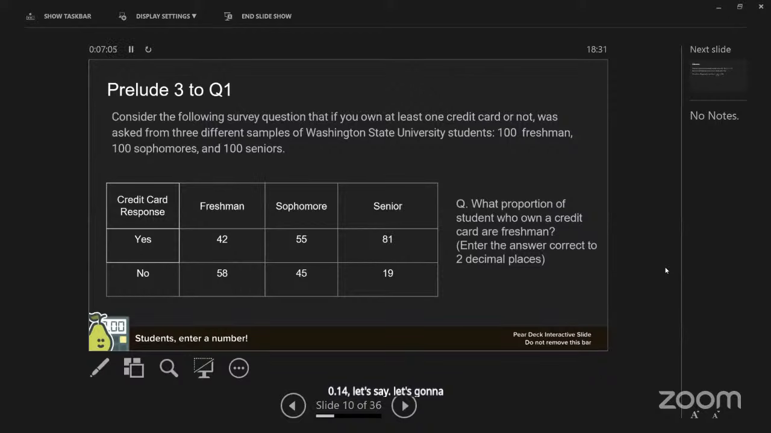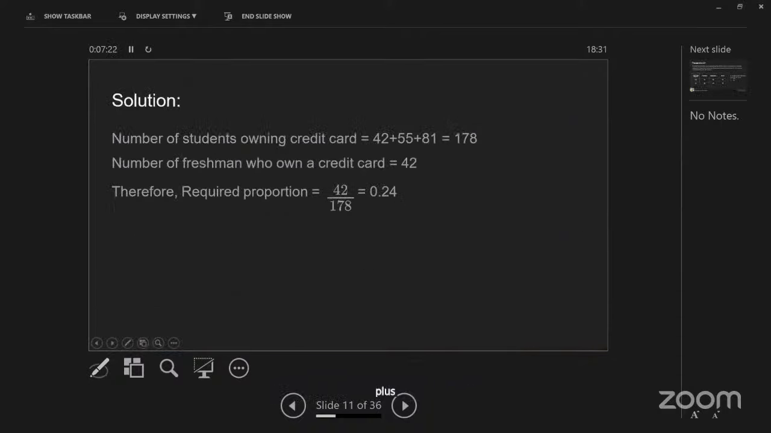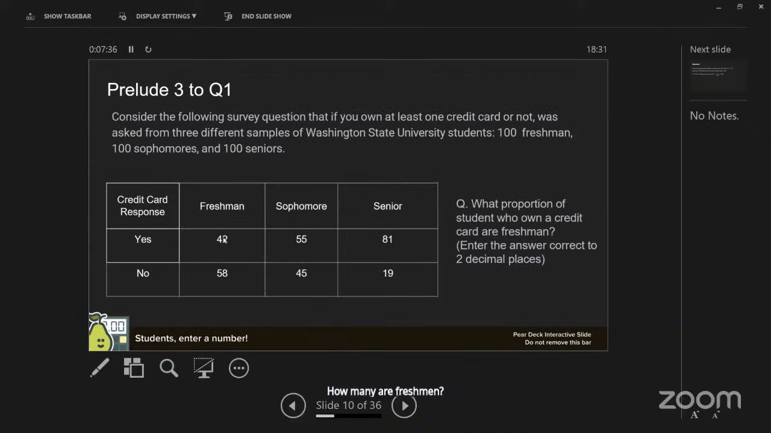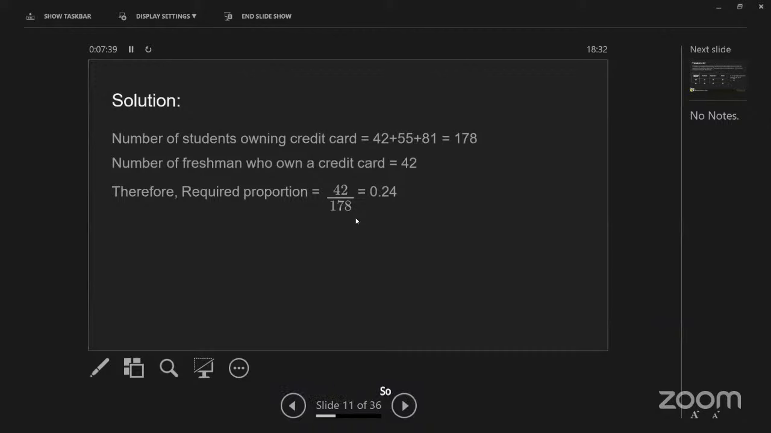What proportion of students who own a credit card are freshmen? First tell me how many people own a credit card. The people who own a credit card are 42 plus 55 plus 81, that is 178. Out of these 178, how many are freshmen? 42, right? So 42 upon 178, that is 0.24.